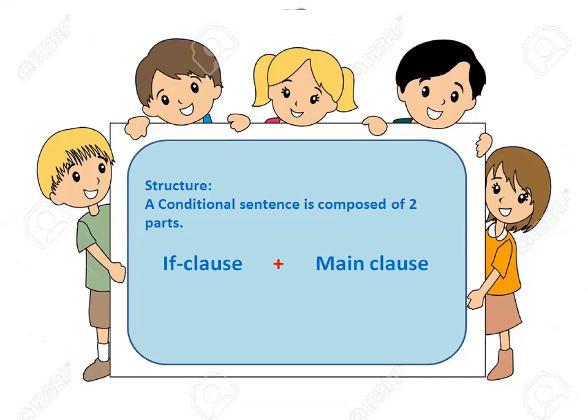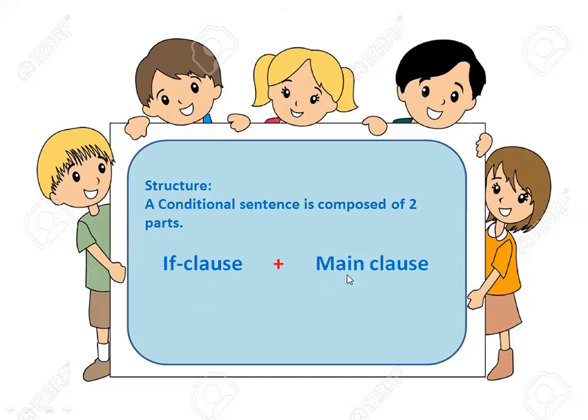This is the main structure, you may say, or a very raw structure of conditional sentences. A conditional sentence is composed of two parts. Every conditional sentence is composed of two parts. Number one is the if clause and the second one is the main clause. We have divided a sentence into two parts: one part is the if clause and the second part is the main clause.